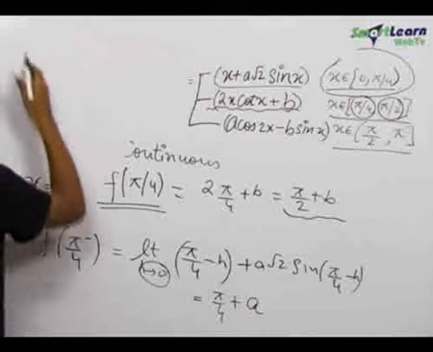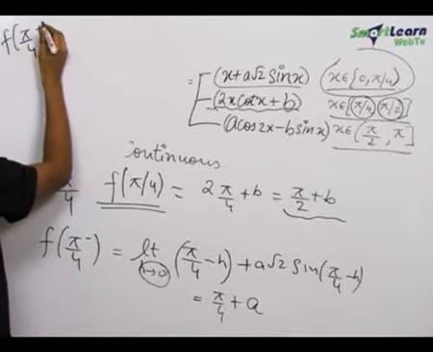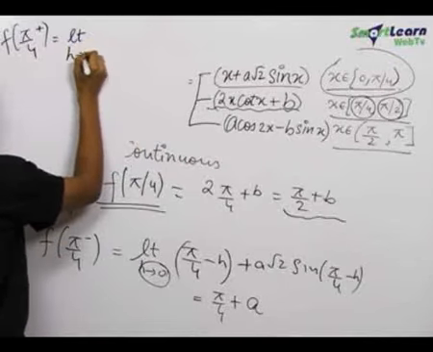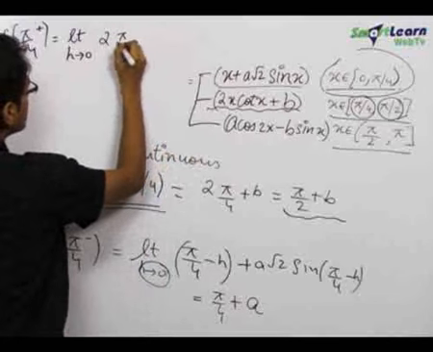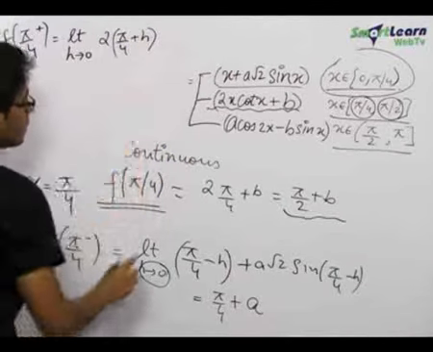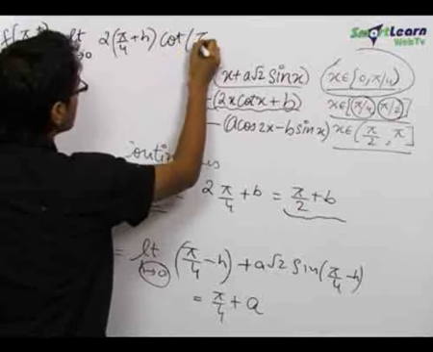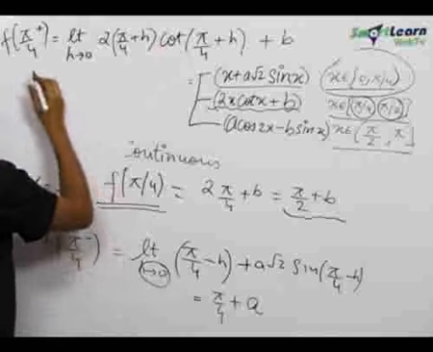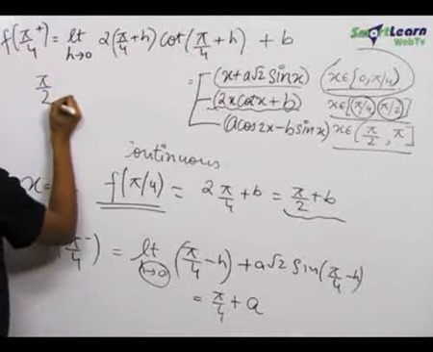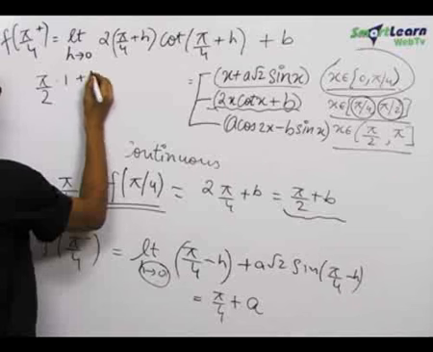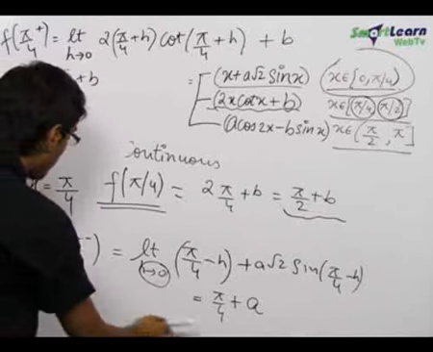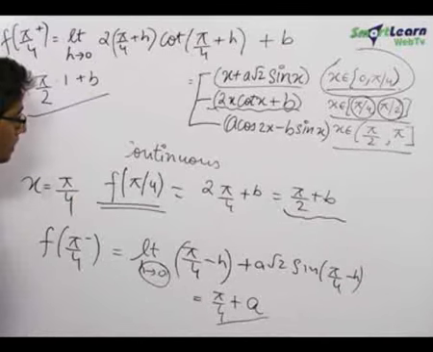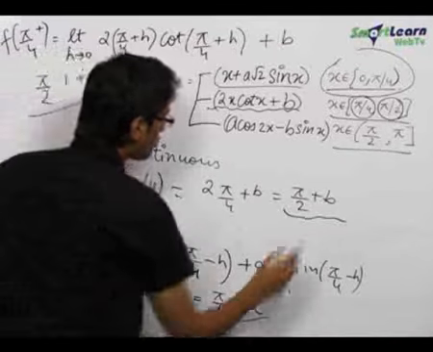Now we check for f(pi by 4 plus). The pi by 4 plus interval is this one, so it becomes limit h tending to 0, 2 into pi by 4 plus h, we put x equals pi by 4 plus h into cot of pi by 4 plus h plus b. On putting h equals 0, we get 2 into pi by 4, which is pi by 2, cot pi by 4 is 1 plus b. So left hand limit at x equals pi by 4 is pi by 4 plus a, our right hand limit is equal to pi by 2 plus b, and the value of function at x equals pi by 4 is pi by 2 plus b.